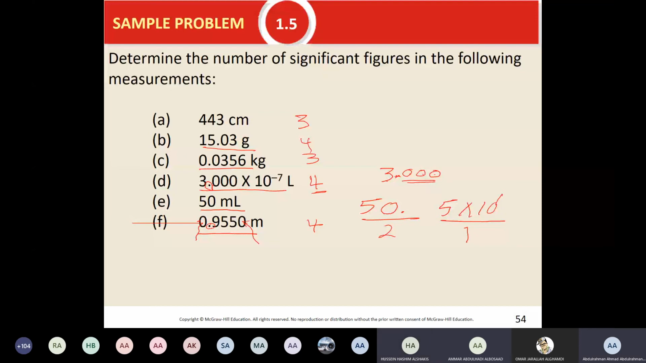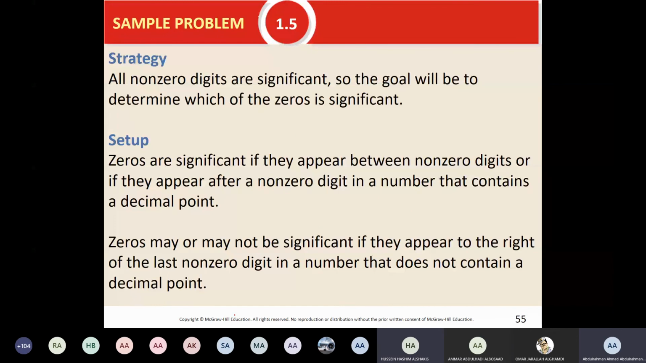Say, for example, there are 2 zeros. How many significant figures do you have here? 1. How about here? How many significant figures do you have here? 3. All these zeros are not significant. Clear? Okay.